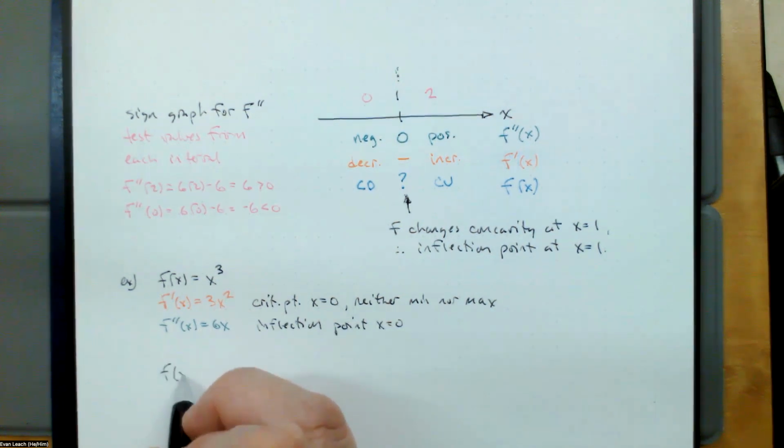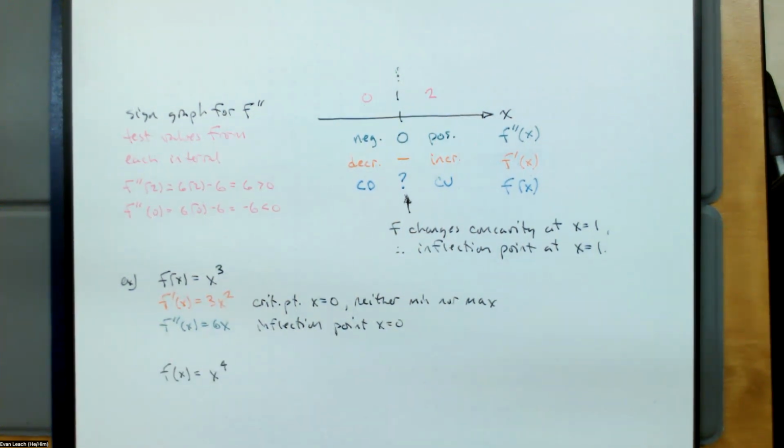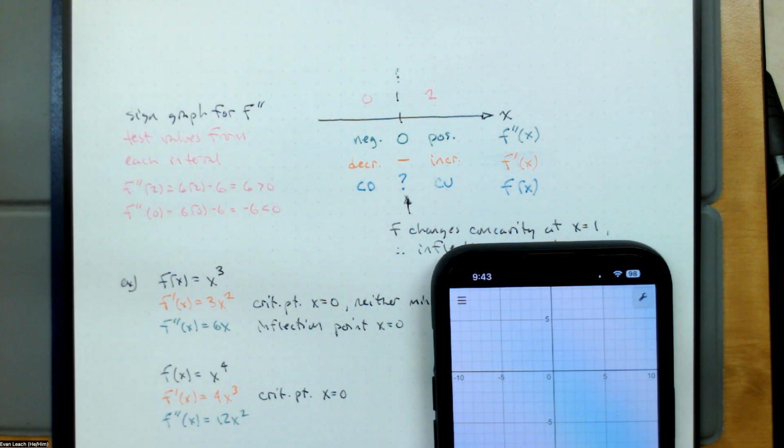However, if we bump this up by one, we get the same kind of thing, a critical point at zero. Because the derivative is 4x cubed, set that equal to zero, and we have a critical point at zero. And the second derivative has a zero at zero as well. But if we look at the graph of x to the fourth, we see that we have a local minimum at zero, but not an inflection point.